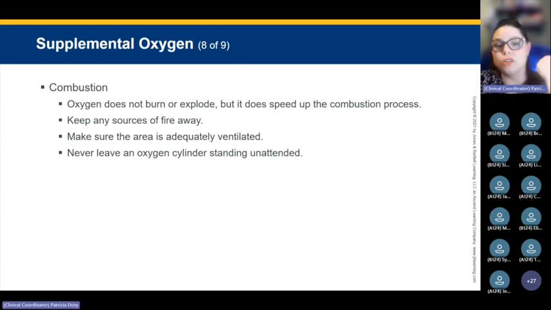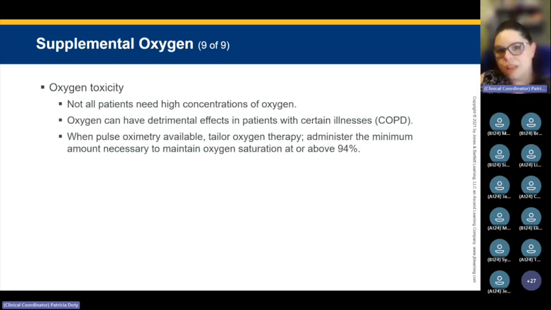Oxygen does not burn or explode, but it does speed up the combustion process. So keep any source of fire away. Obviously, try to tell people, hey, you need to quit smoking. Well, don't try. Just tell them you got to quit. You can't do this. Make sure that the area is adequately ventilated and never leave an oxygen cylinder standing unattended. That's really bad.